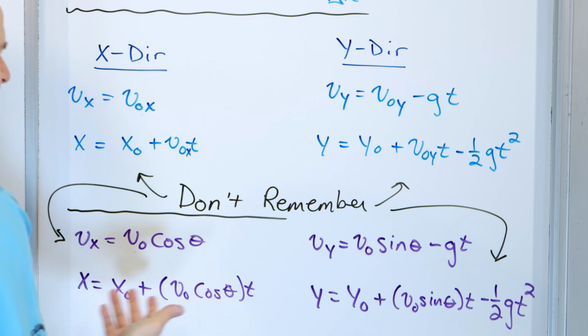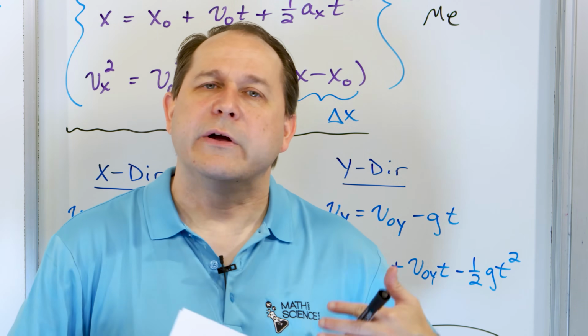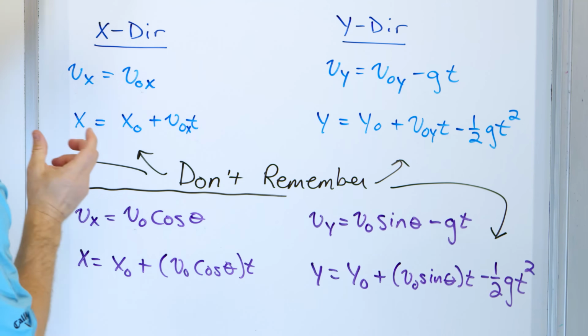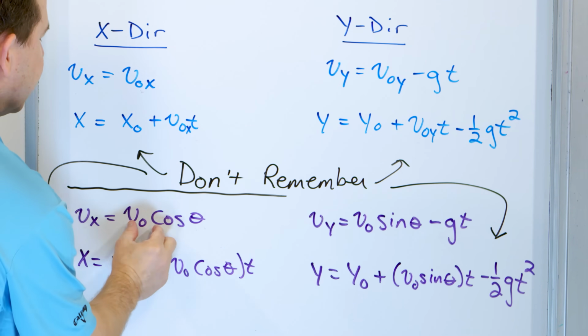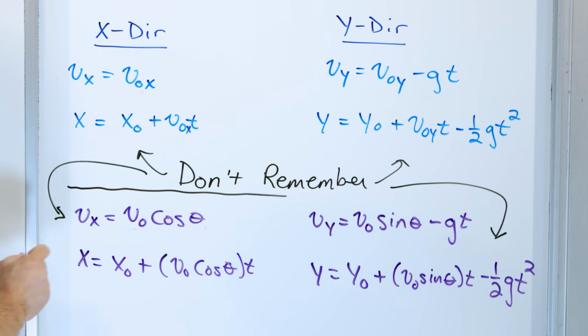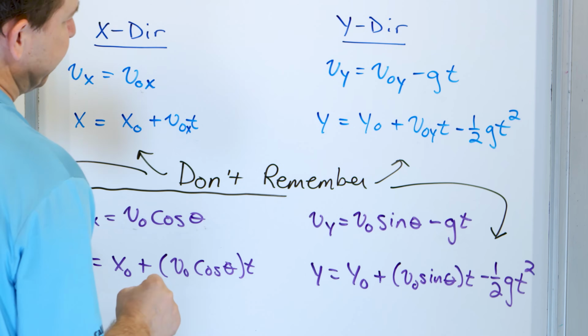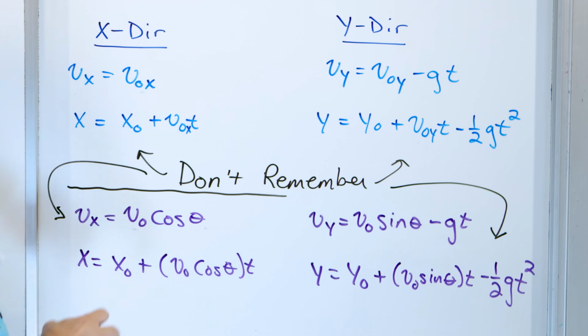If I looked at these and you told me to memorize them, I would be like, I don't understand. So I don't want you to memorize them, because instead I want you to know that when you see v naught times cosine theta, that's just the x component of the initial velocity. Because this times the cosine, that's what it is. Same thing here. And v naught times the sine is the y component of the initial velocity. Same thing here. So don't remember them.